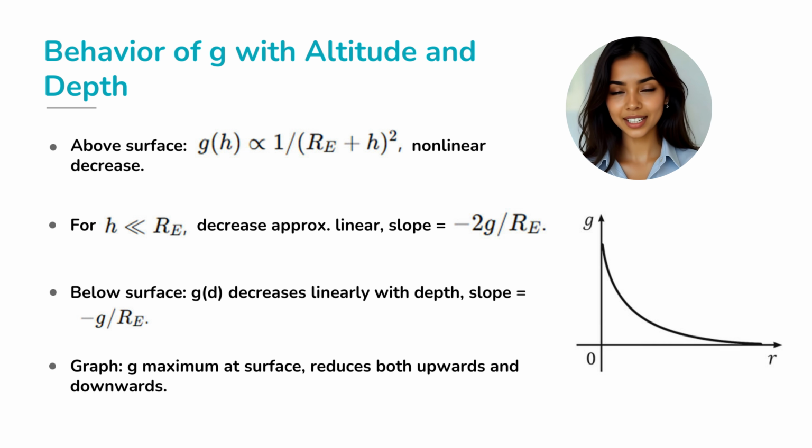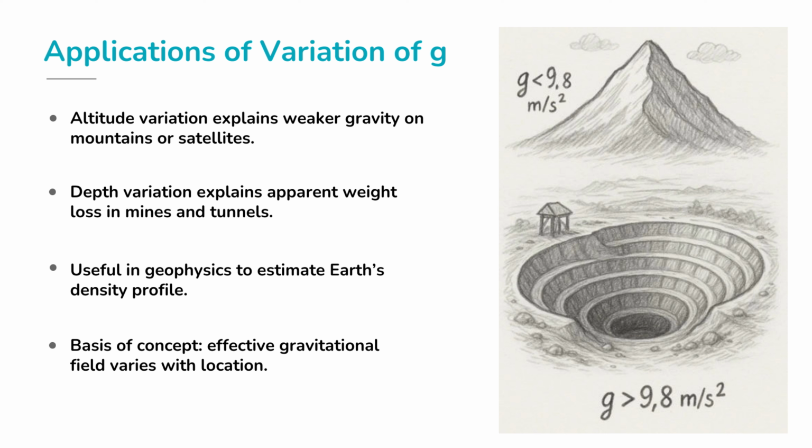So, the story is, gravity is maximum at Earth's surface and it decreases whether you climb up into the sky or dig down into the earth. It's like Earth saying, I pull you the hardest at my skin, but if you move away in either direction, my grip loosens. Why does all this matter?